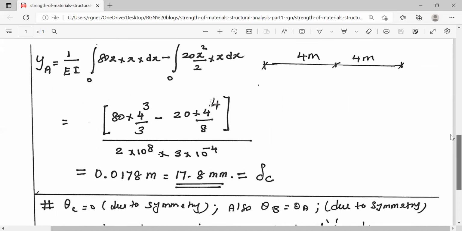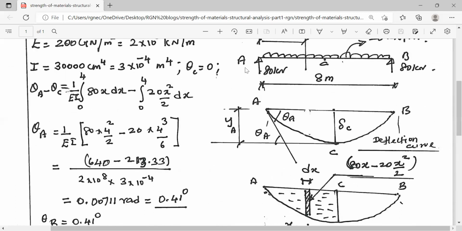Here you have to take the moment of the bending moment diagram about the A, because the vertical intercept between the tangents measured at A happens to be equal to delta C. We should not take moment about C, because if you take moment about C, it gives the vertical intercept measured at C. What is the vertical intercept measured at C? This is one tangent, this is another tangent. If you measure the vertical intercept at C, it is going below the deflected curve. It is in no way related to delta C. It is irrelevant. So we have to take moment about the point A.